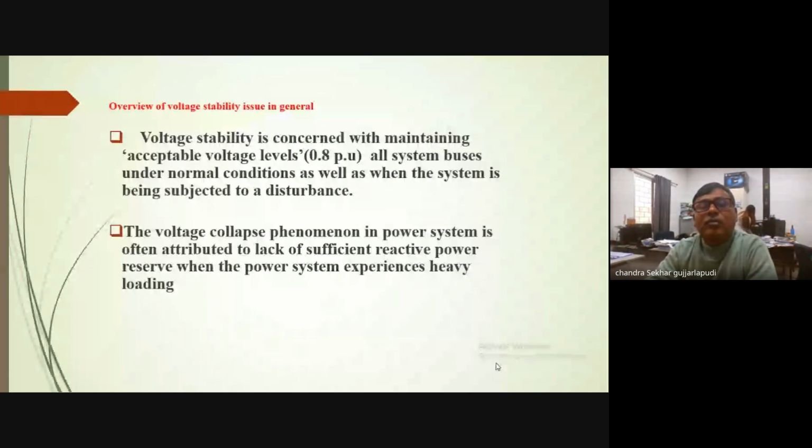that we have to maintain an acceptable voltage limit at all the buses during normal conditions as well as during disturbance conditions. The main reason behind voltage instability is the lack of reactive power reserve when there is heavy loading. So this is the main reason.